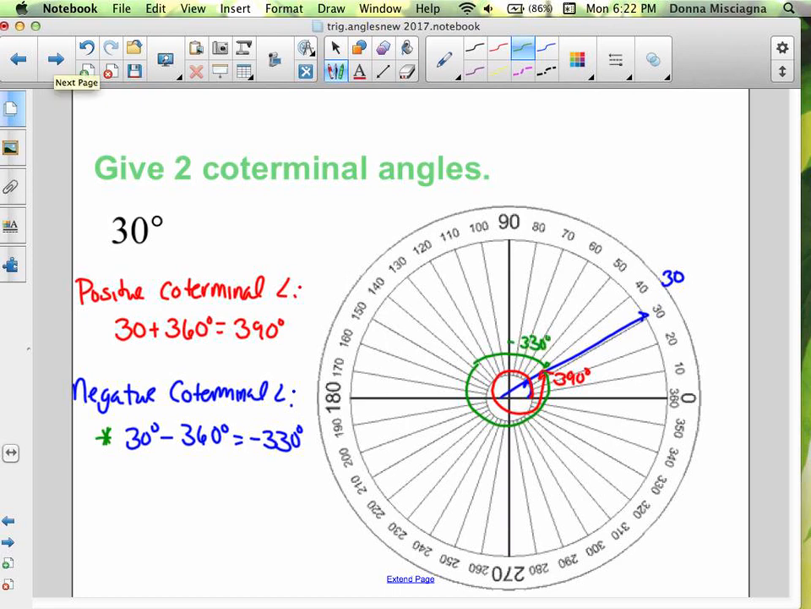But notice they all end in the exact same spot. This is the terminal side, so the terminal side is all in the same location. And of course, this is the initial side. When we're dealing with angles, we care where their initial side is and where their terminal side is. That's the most important part.